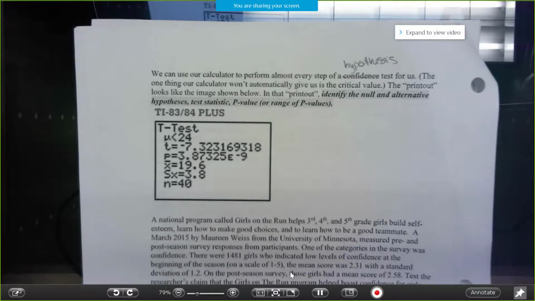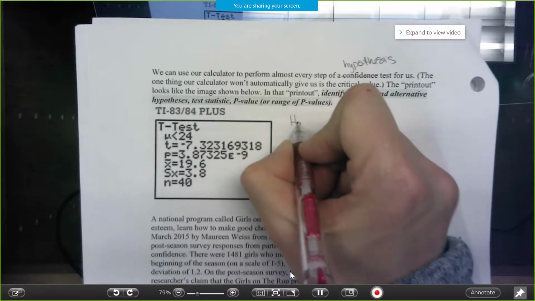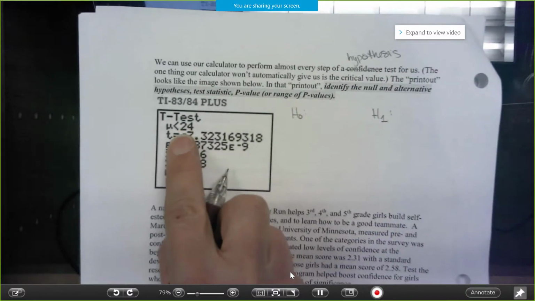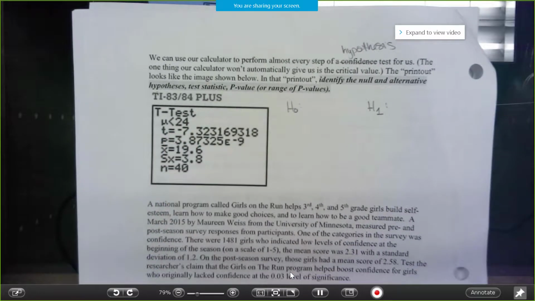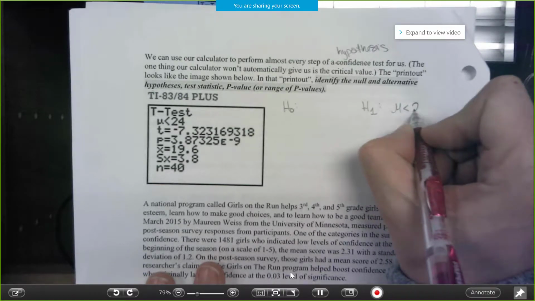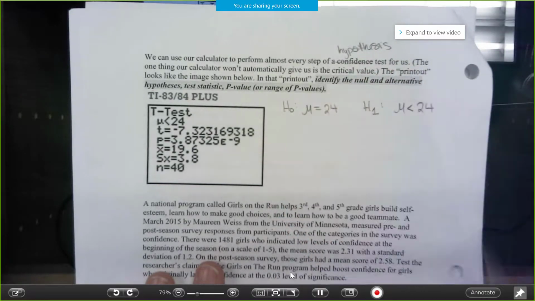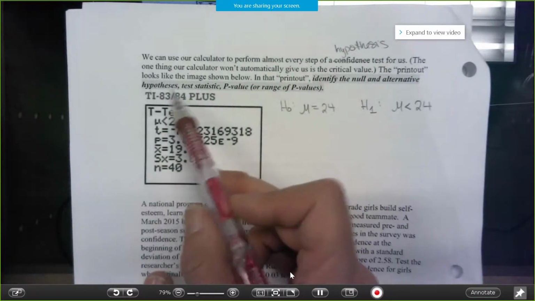Okay, so when they say null and alternative hypothesis from the printout, since it has a less than, that must be the alternative, right? Because the null hypothesis always has to have what sign? Equals sign, right? So the alternative is that the average is less than 24, and the null is mu equal to 24. So there's the null and alternative.